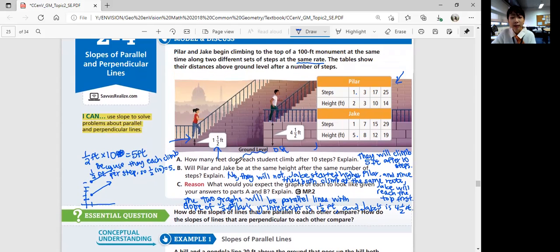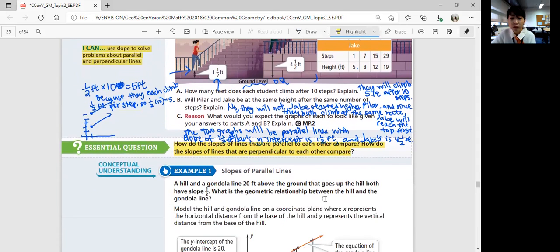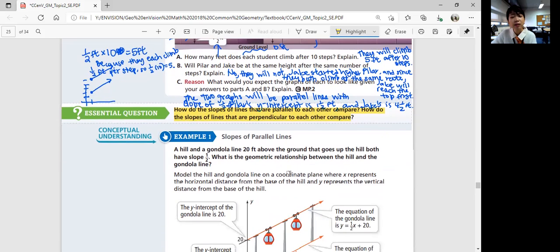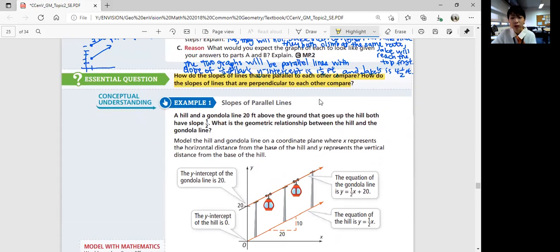All right, so in this lesson, let's keep thinking about these questions. How do the slopes of lines that are parallel to each other compare? How do the slopes of lines that are perpendicular to each other compare? Okay, we're going to look at the characteristics of parallel lines and perpendicular lines. All right, let's look at the first example, slopes of parallel lines.